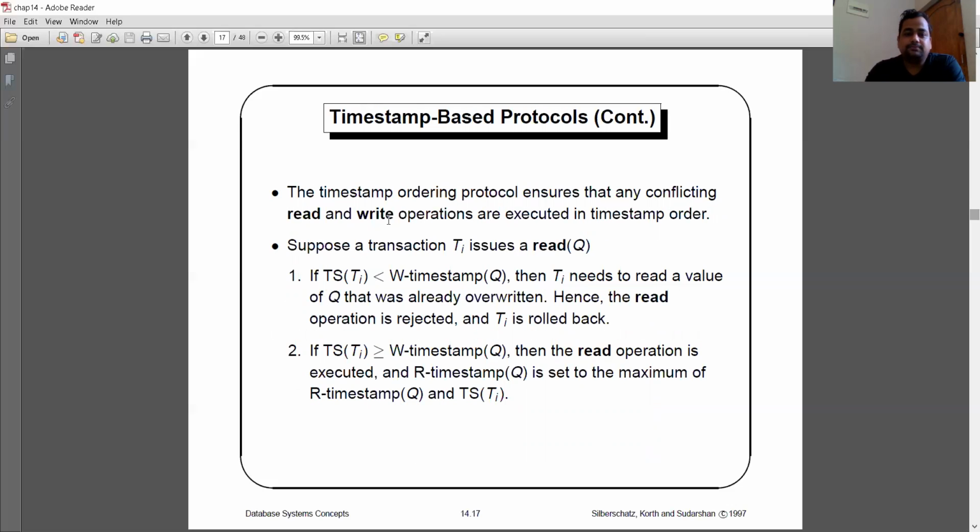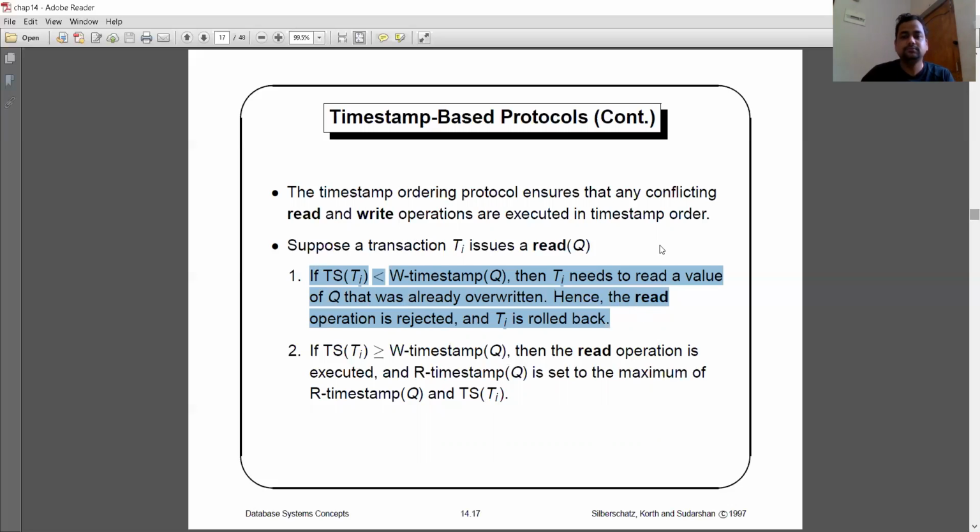Now let us consider that there are two types of operation, as you know: either a read operation or a write operation. Suppose two transactions are there, TI and TJ. Let transaction TI perform the operations. It will be either a read operation or a write operation. First we discuss the read operation, then we'll go for the write operation. There will be two rules to perform this timestamp protocol.